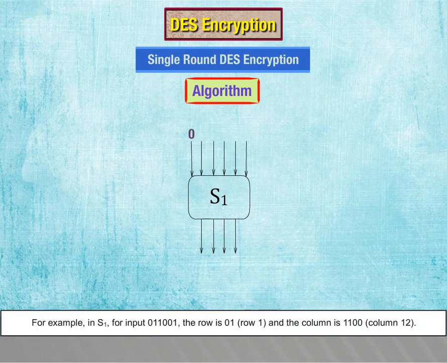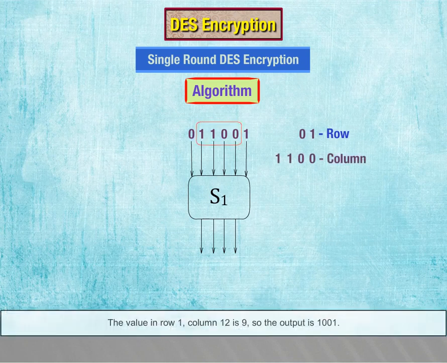For example, in S1, for input 011001, the row is 01, row 1, and the column is 1100, that is column 12. The value in row 1, column 12 is 9, so the output is 1001. Each row of an S box defines a general reversible substitution.